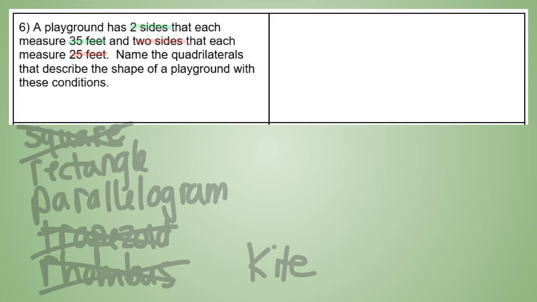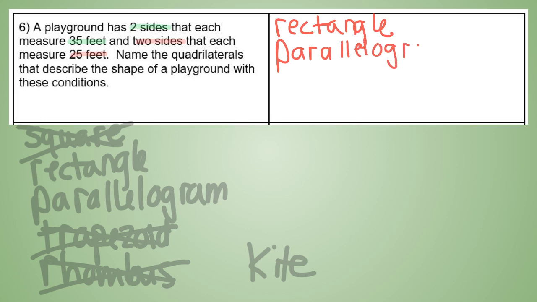I think a rectangle, let me change out of a highlighter. I think a rectangle has 2 long and 2 short sides. I think a parallelogram, whoops, I don't think I spelled that right. Parallelogram. And I think a kite can have 2 short and 2 long sides. Give yourself a star if you had that one right.